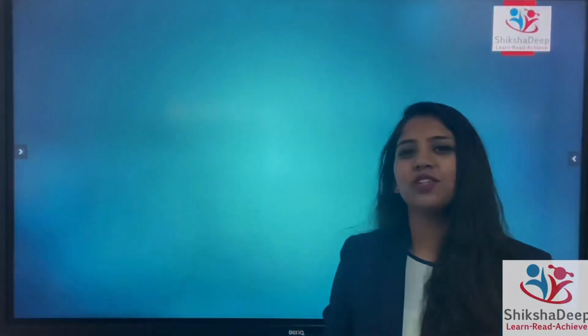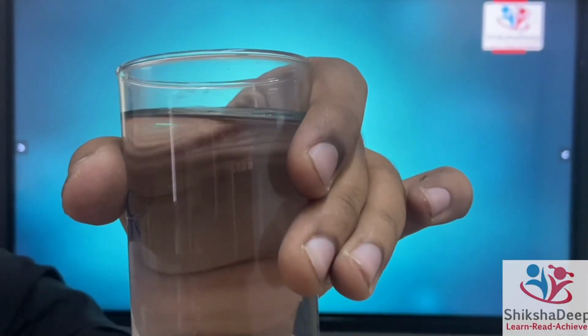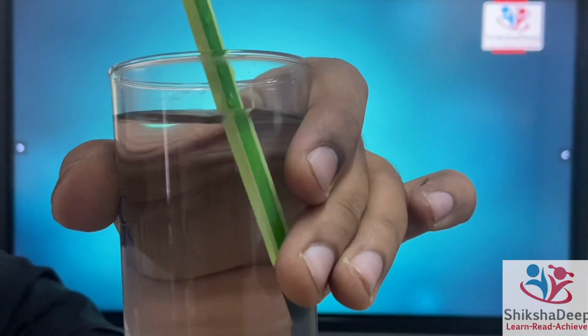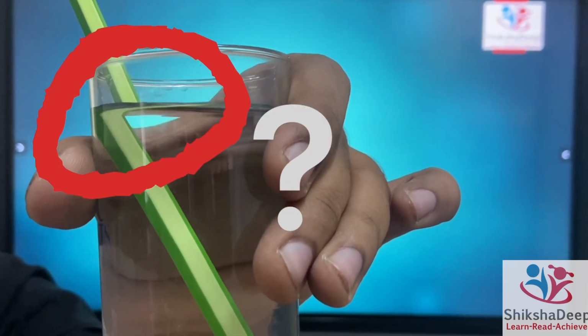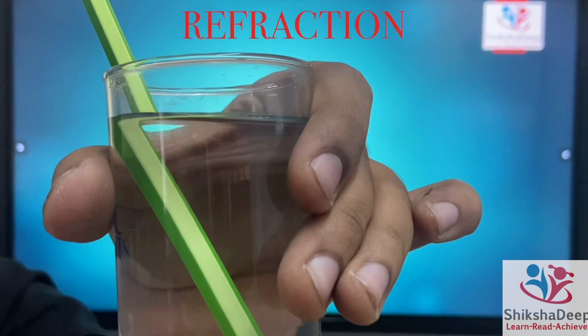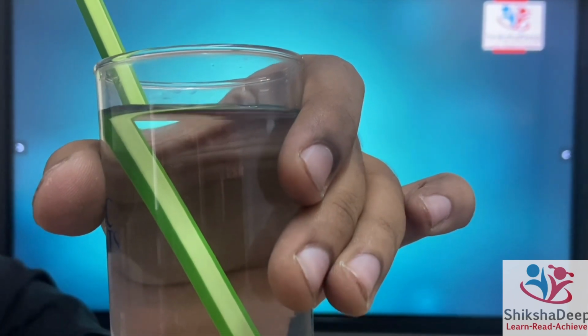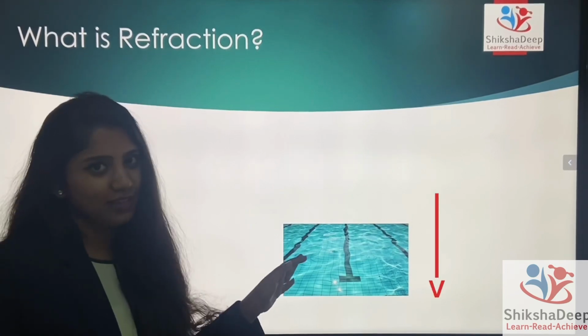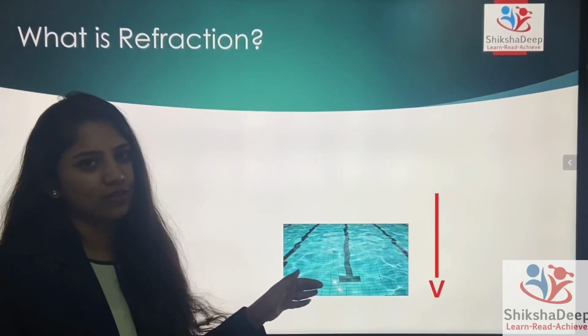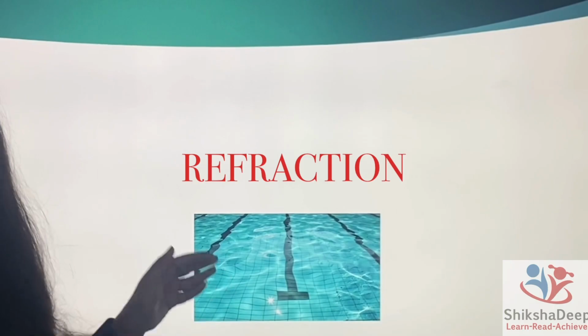Now that we know what is refraction, here are a few examples of refraction. Let's take a glass of water and place a pencil inside it. Why does the pencil appear to be bent or broken? This is because of refraction. Similarly, when you look into the pool, it appears to be shallow, but in reality, it is much deeper than what it looks. This is because of refraction.